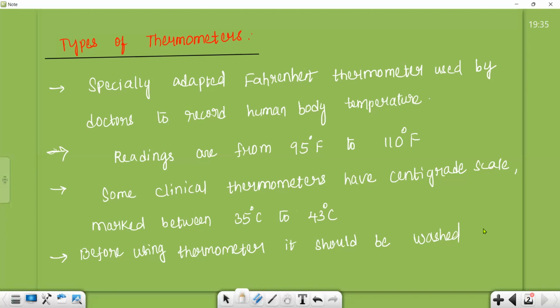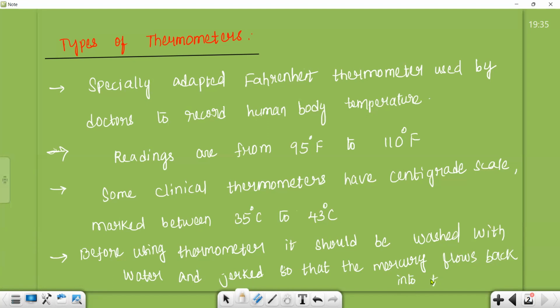So before using the thermometer, it should be washed with water and jerked. If you don't jerk it, for example if some person's temperature is 97.2 and you check your own temperature, it will not add the two; if his temperature is greater, it will stay at that particular temperature. So even if you don't have fever, it can show that you have fever if you don't jerk it. If you keep it in your body, which has a lower temperature, it will be adjusted automatically.